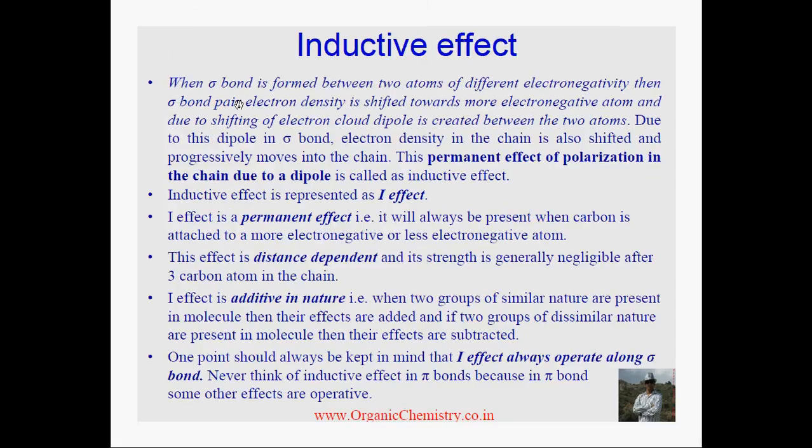Inductive effect. This is the basic electronic effect which occurs in nearly all organic molecules, because organic molecules are attached with single bonds.